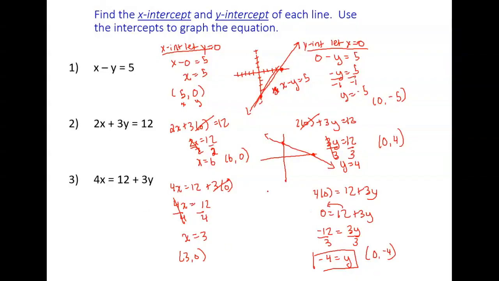So this is another way that we can calculate, just putting in a 0 for y and a 0 for x, and that gives us our 2 points on our graph, and we can graph that linear equation. So let's go and graph this one. We have 3 and 0, and 0 and negative 4, so around there. So this is our graph.